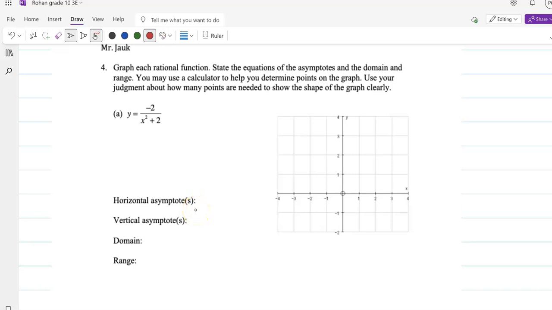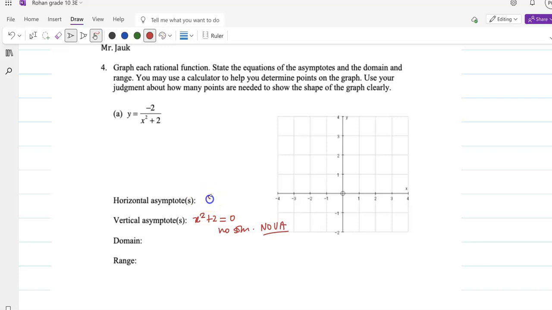I need to equate the denominator equal to 0 to get the vertical asymptote. So if you make this equal to 0, there is no solution. So no vertical asymptote. Then horizontal.